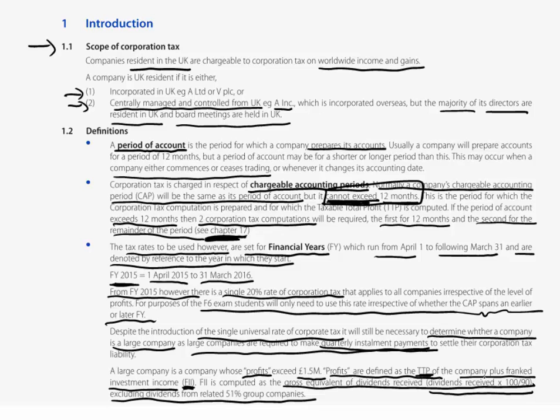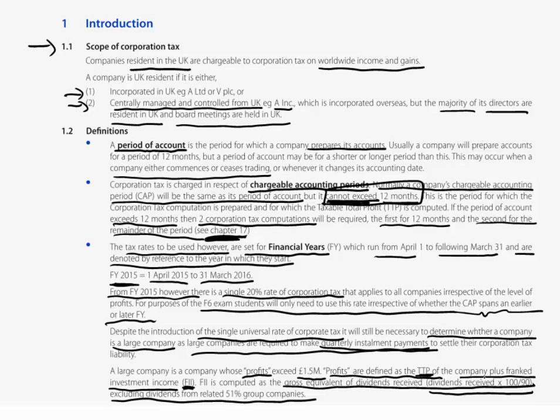There is just one issue, and that is this CAP, the chargeable accounting period, cannot exceed 12 months. So as we'll see in the next chapter together, if we have a long period of account, we must prepare two corporate tax computations, and they will always be the first for 12 months, the second for the balance of months. The third and final of these three definitions, financial years.